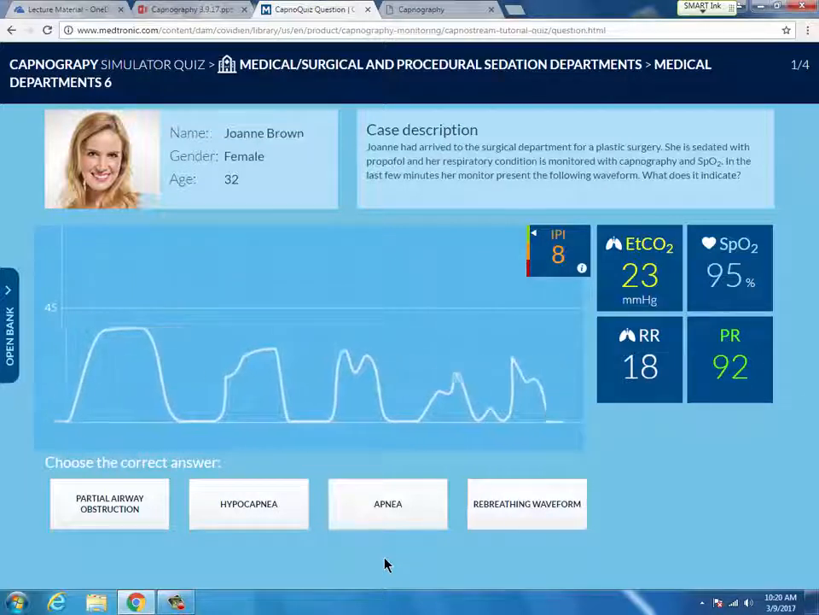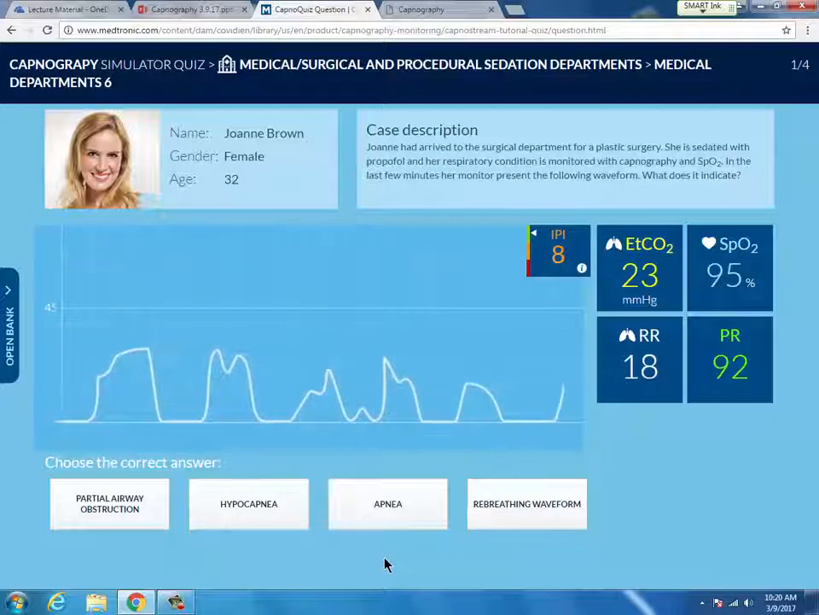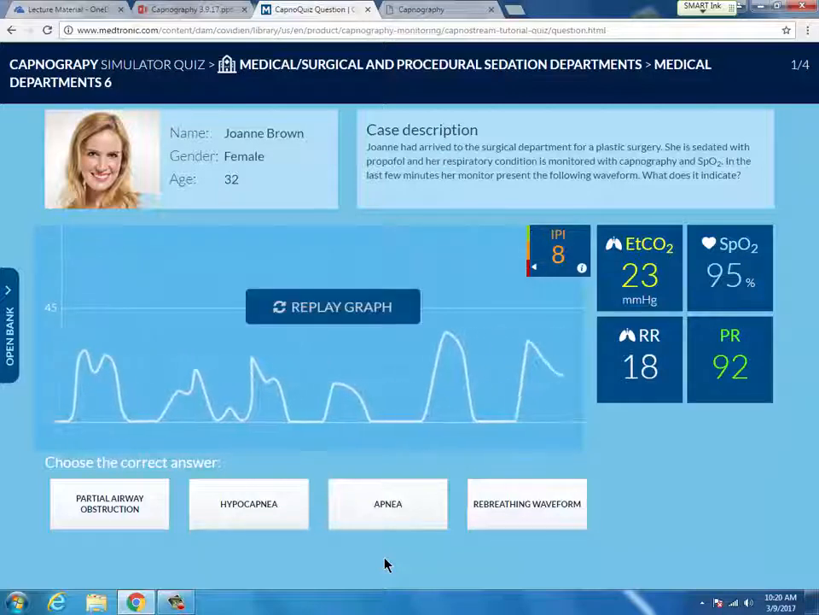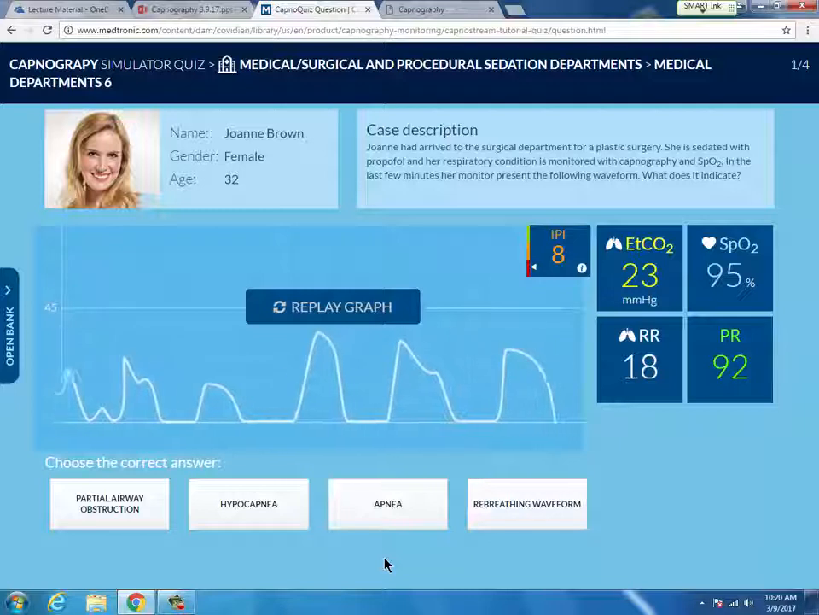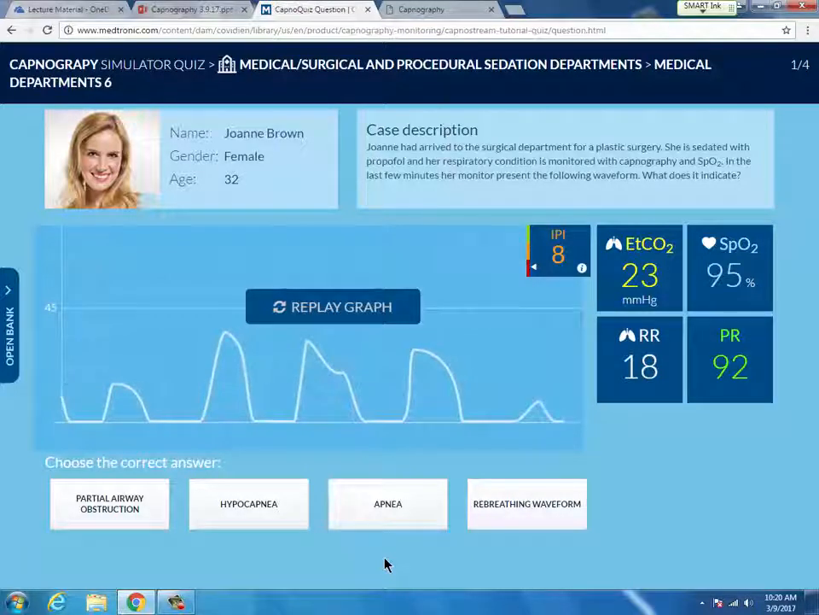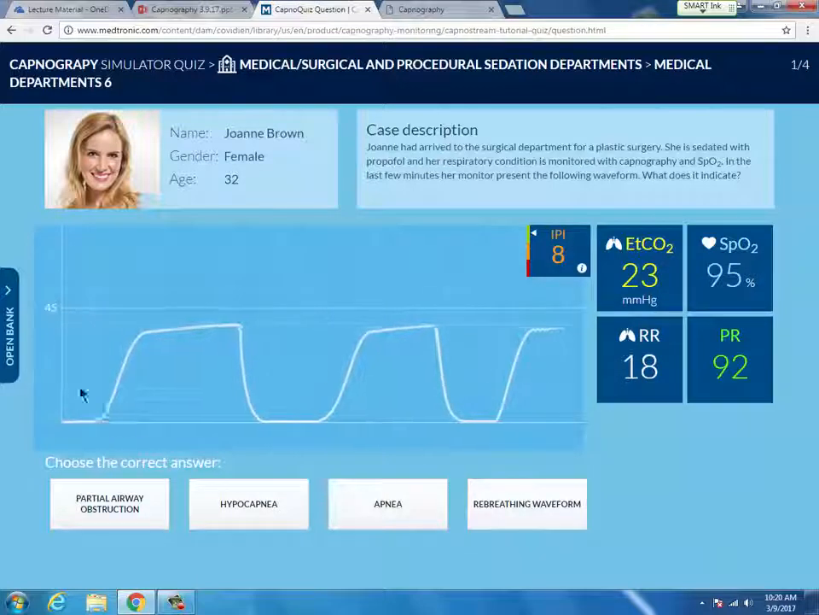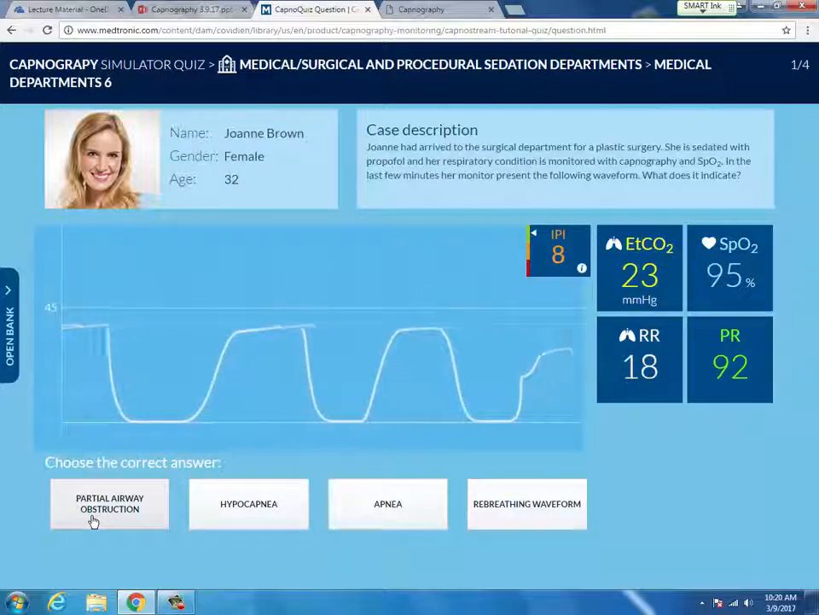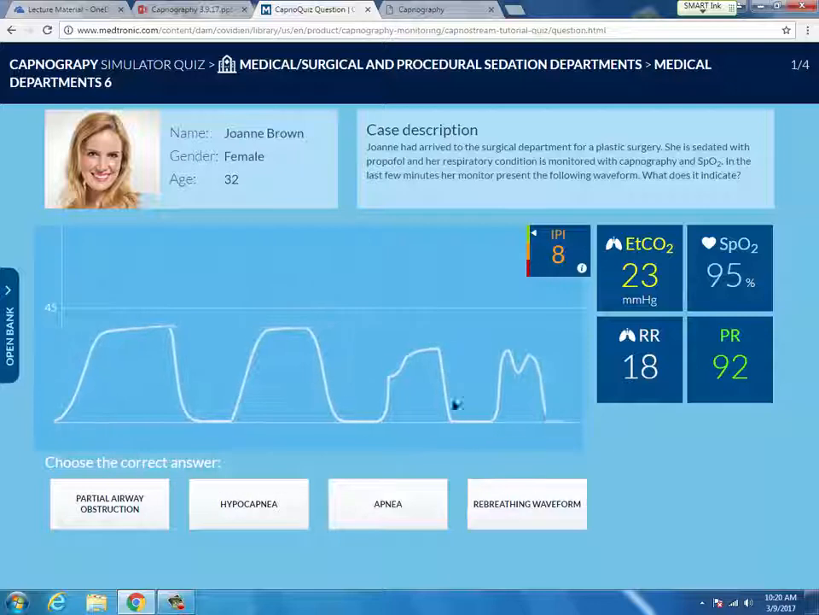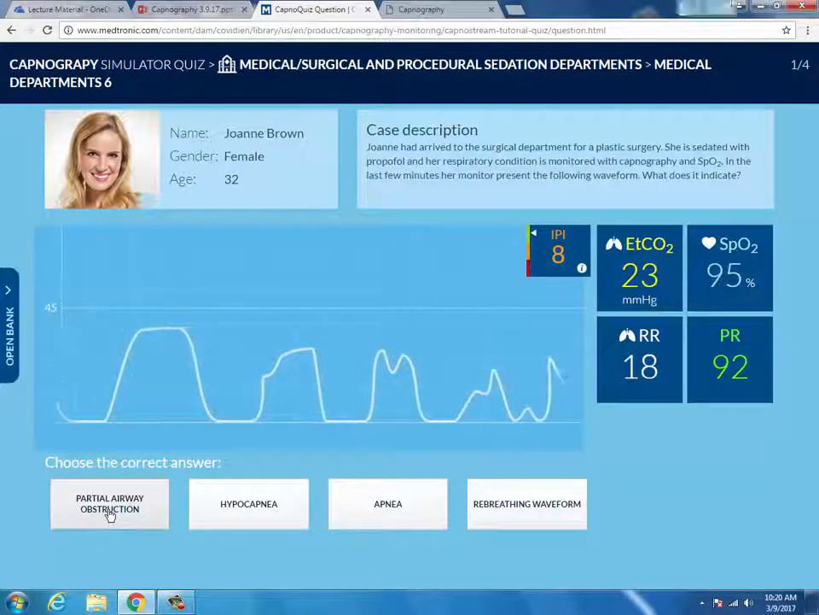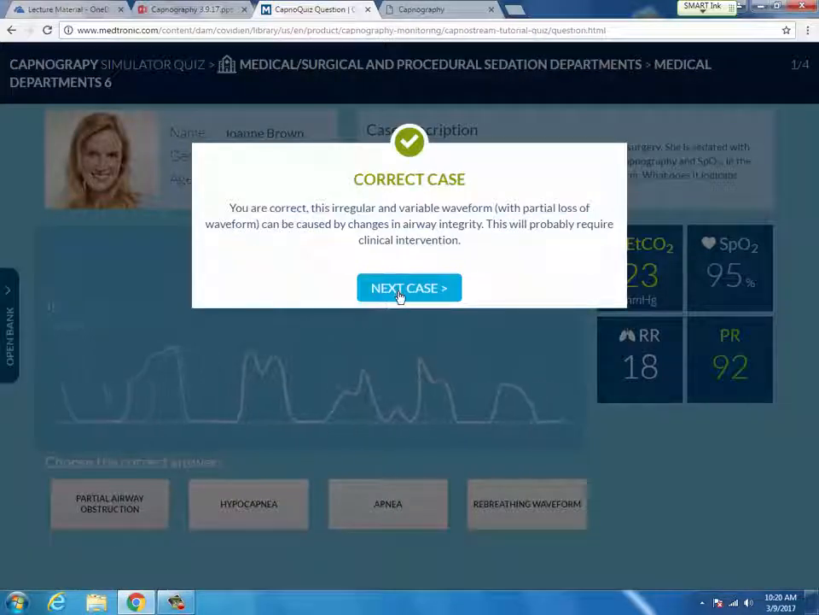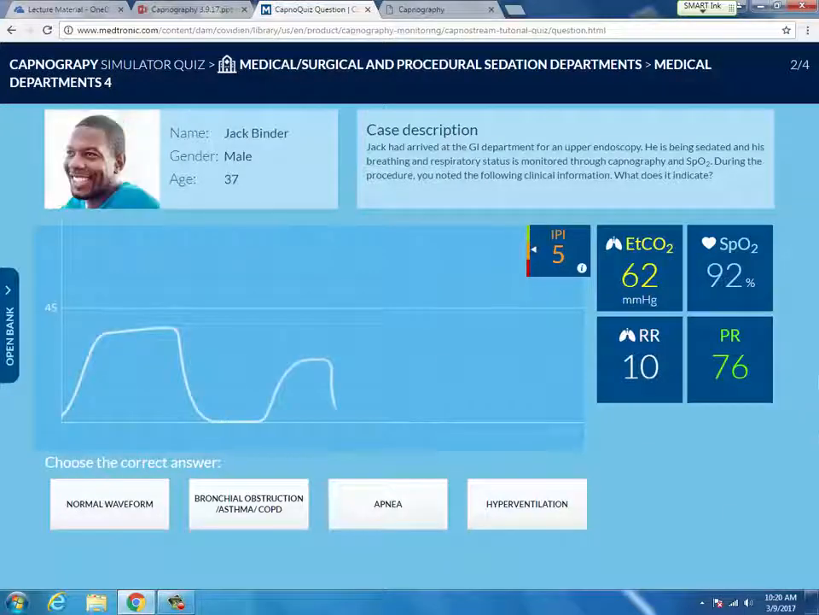She is sedated with propofol and her respiratory condition is monitored with capnography and SpO2. In the last few minutes, her monitor presents the following waveform. Partial airway obstruction. Looks a lot like that other one, doesn't it? You see her levels are starting to drop. Correct case, guys. Solid work. All right, Mr. Jack. He's going for an endoscopy.